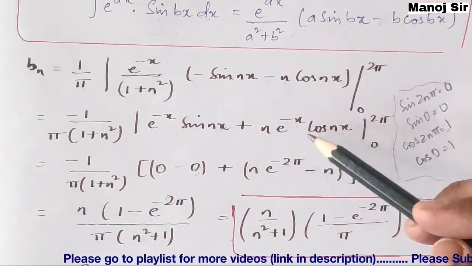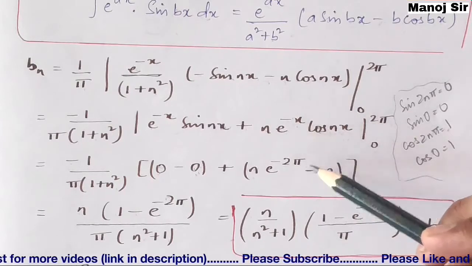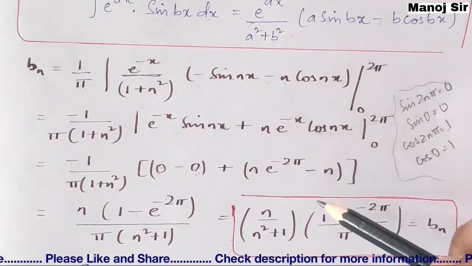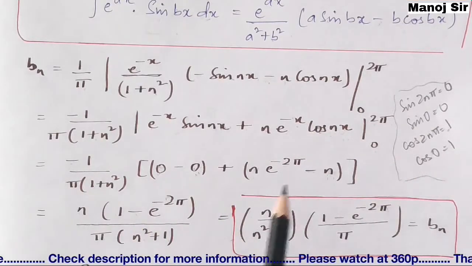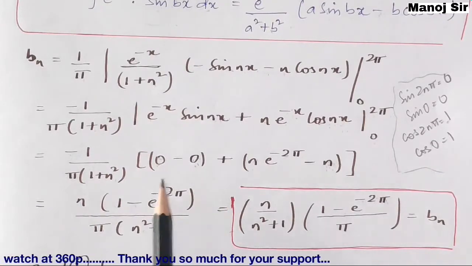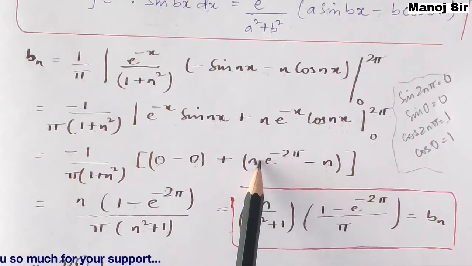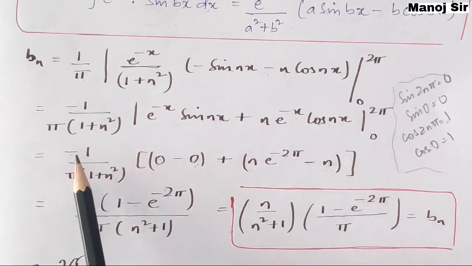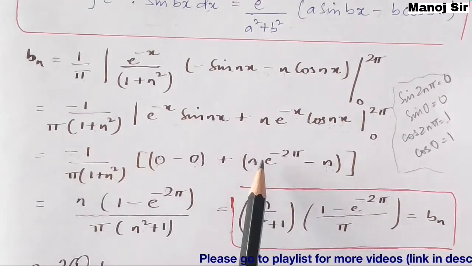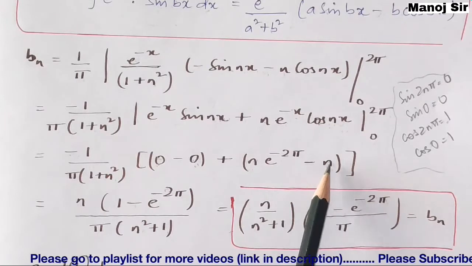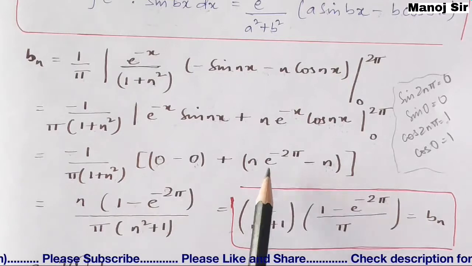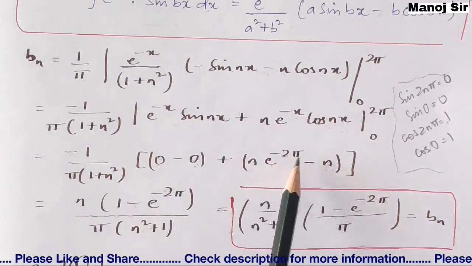So here if you put upper limit, this is going to be n into e to the power minus 2 pi, and in the lower limit we have minus of this part, because this part will become 1. So we are getting bn equals to this much. Now if you take negative common, this is going to be negative and this is going to be positive. Negative negative will become positive, and this will be a negative term and this will be a positive term. Now again take n common, so this is going to be plus 1 and minus of e to the power minus 2 pi.